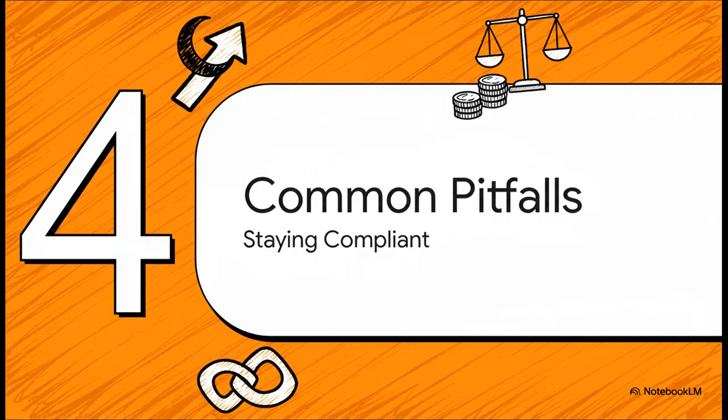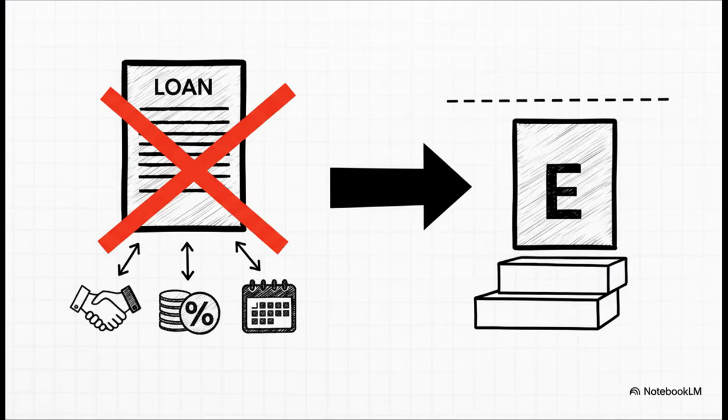Now that you understand the process, let's quickly run through some common pitfalls. Getting these wrong can lead to some pretty significant adjustments during an audit, so staying compliant is absolutely key. Okay, a really big one is shareholder loans. For a loan from a shareholder to actually be treated as debt, it has to pass 3 tests. There needs to be a written contract, it should be interest-bearing, and you need evidence of repayment.